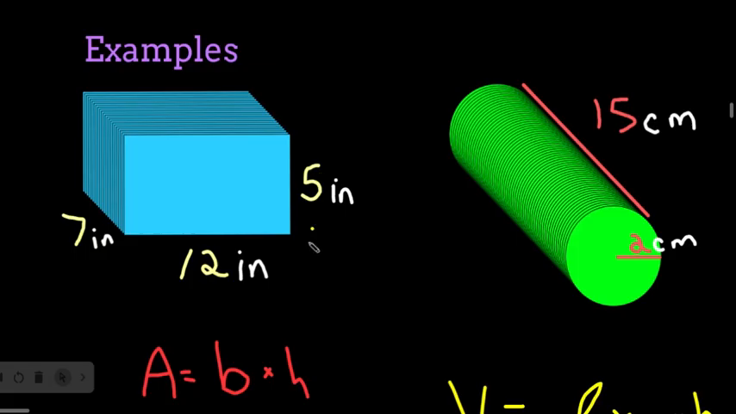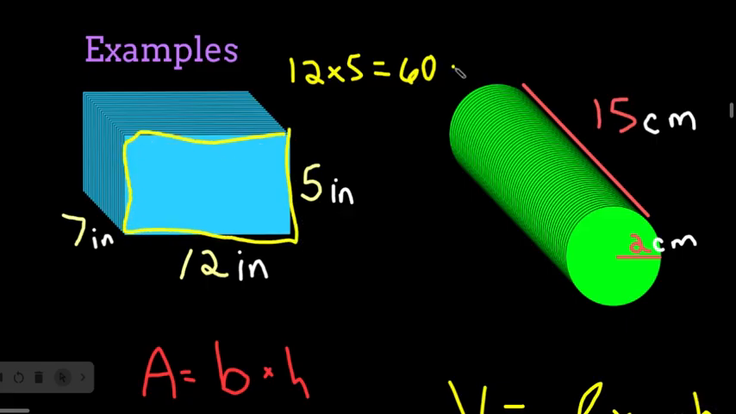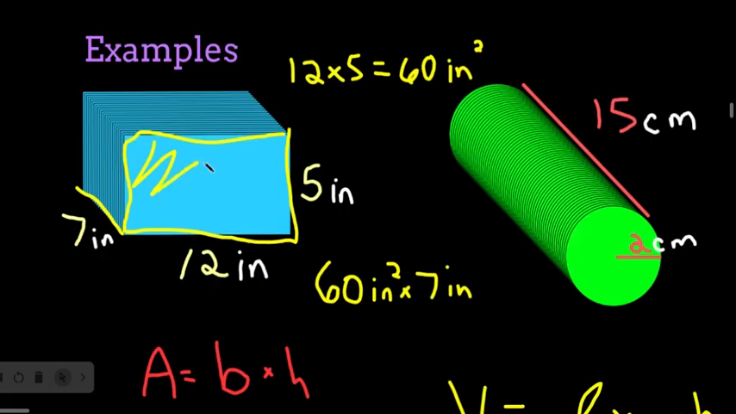So 12 times 5 is 60. And if I was just finding the area of this face, that would be 60 inches squared. And I'd be done. But again, now we're taking this face and we're extending it, right? We're extending it out 7 inches in depth. So now I take that 60 square inches and I multiply it by 7 inches. Excuse me, 60 inches squared, right? This face, and I'm multiplying it by the depth of 7 inches.